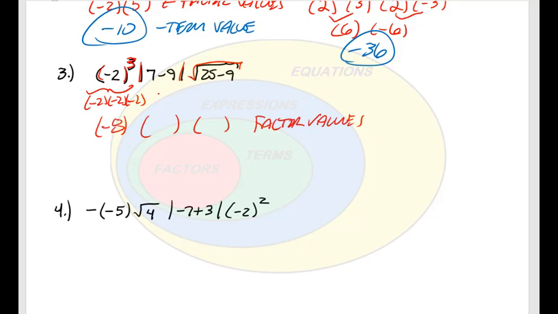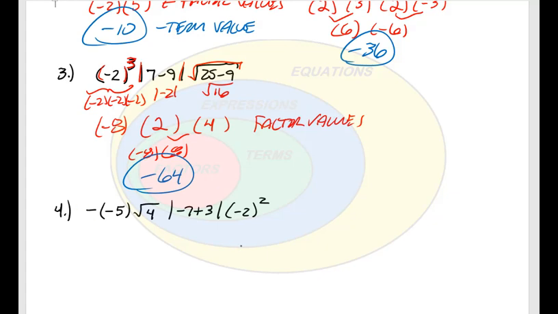The next factor, this absolute value, so before I can take the absolute value, I want to evaluate inside. 7 and negative 9 is negative 2. And now the absolute value of negative 2 is a factor of 2. This would be the square root of 16. So before I can take the square root, I need to know the value inside. The square root of 16 is 4. So I have all my factor values. Now I can just multiply the factors together. 2 times 4 is 8. Negative 8 times positive 8 would give me a value of negative 64.